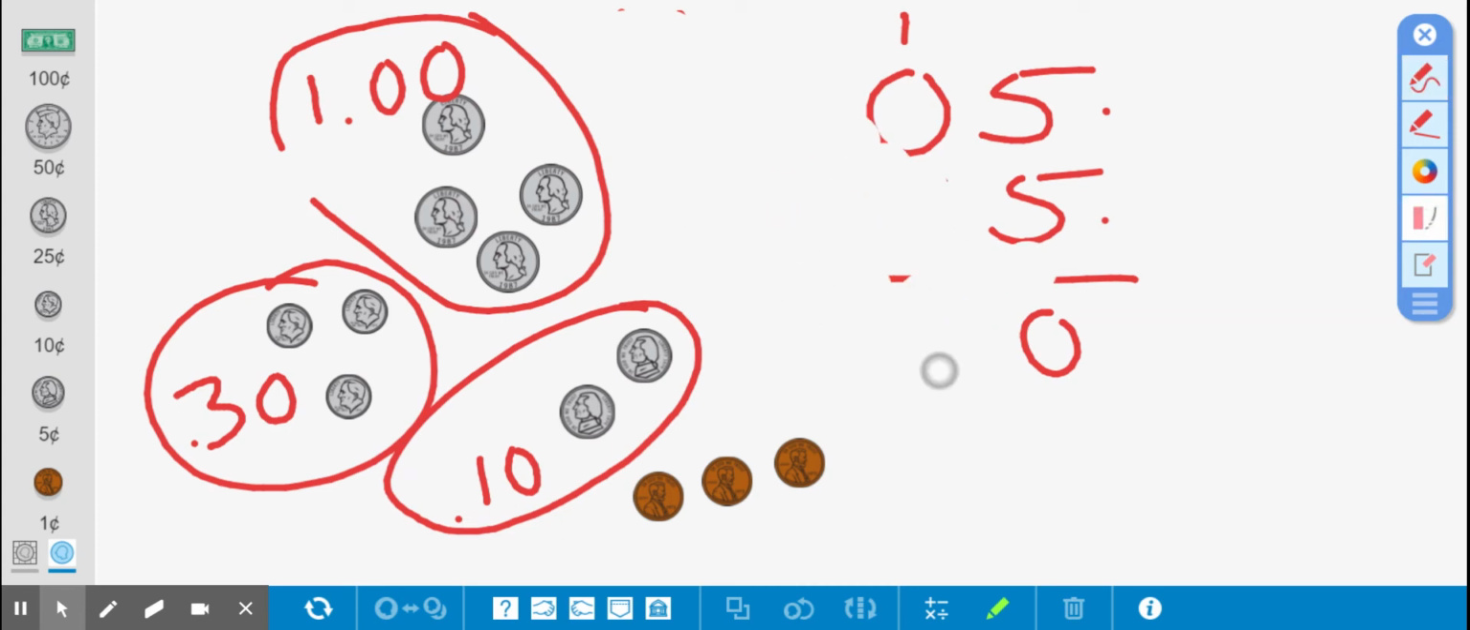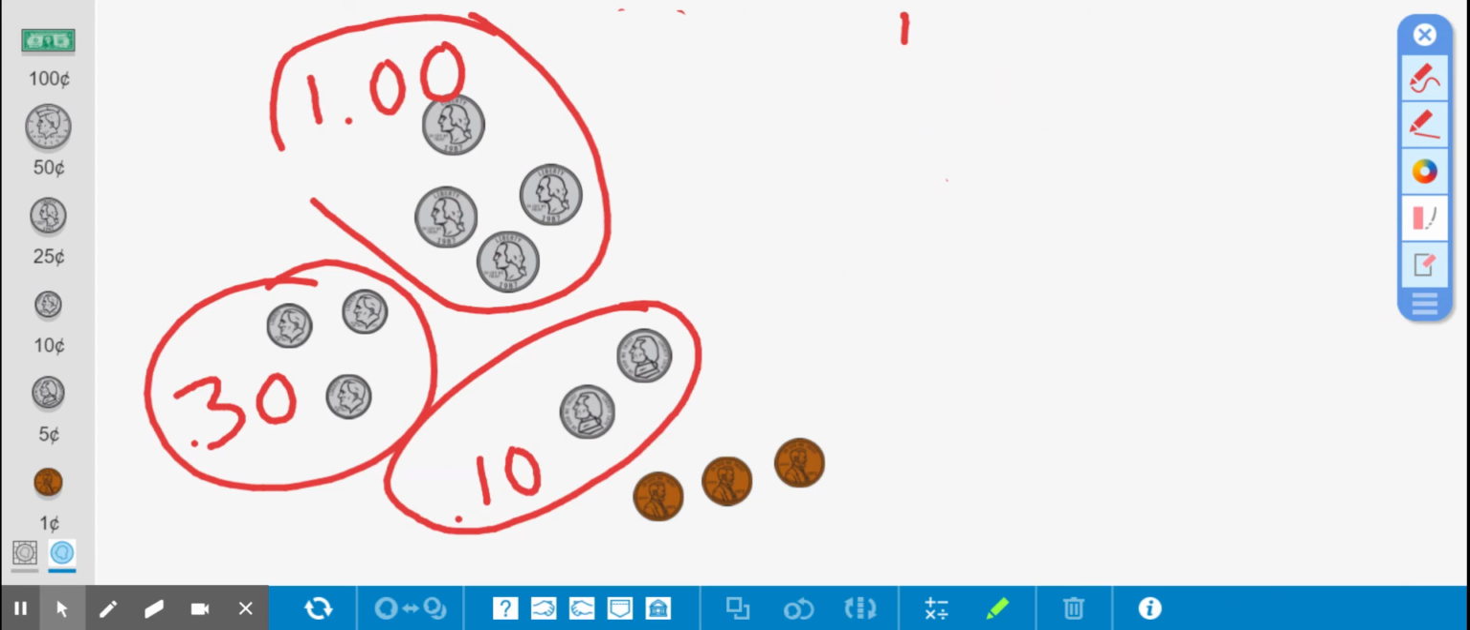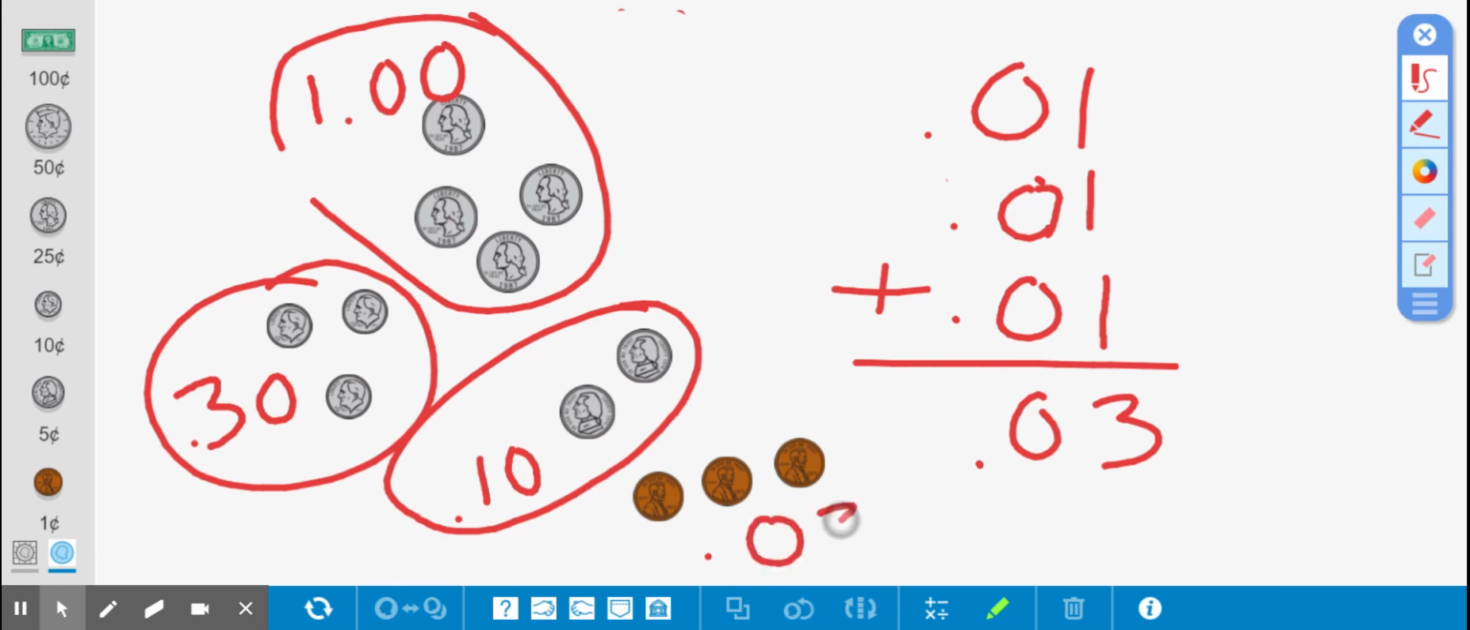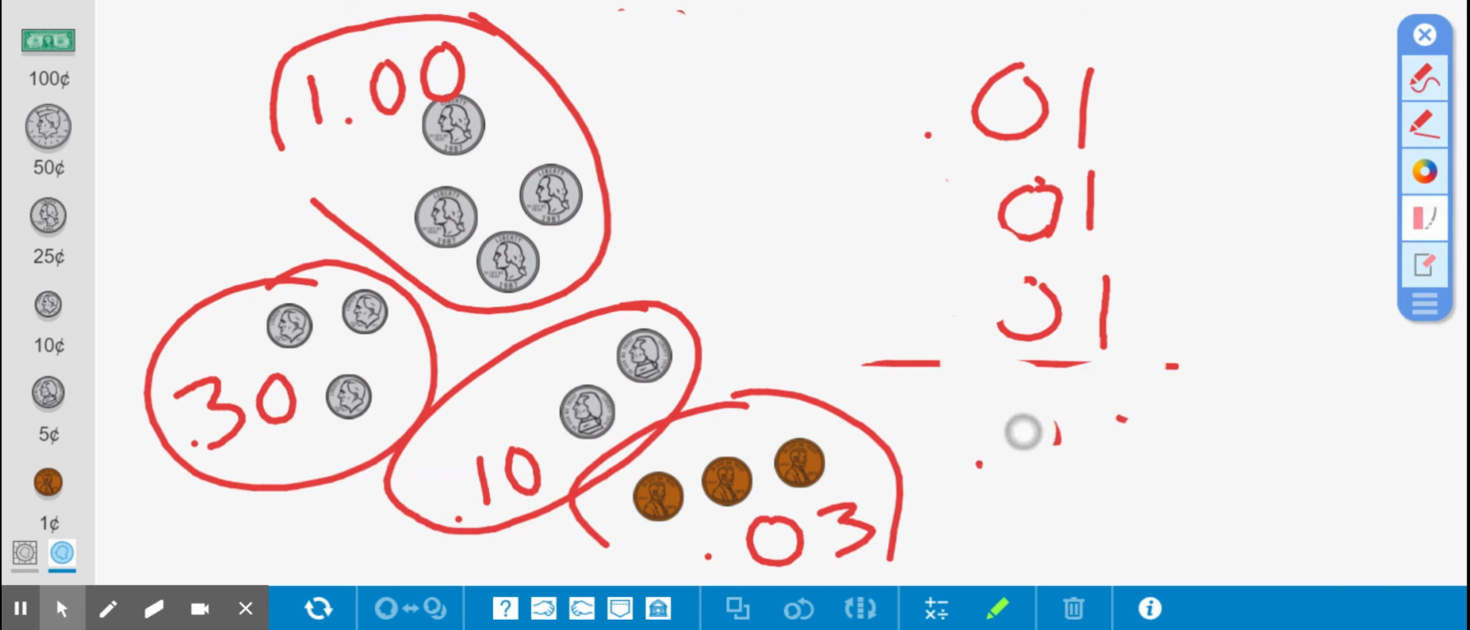And this last one is 3 pennies. So we've got 1/100th plus 1/100th plus 1/100th is 3 cents. Okay? And that is the value of my pennies. And that goes with this pile. Get rid of that. Now what we do is we take what's called our subtotals.